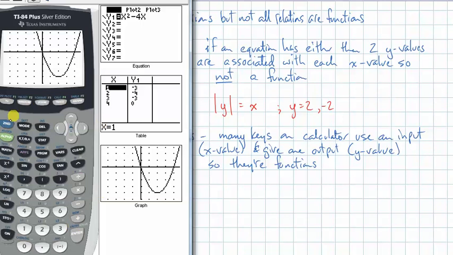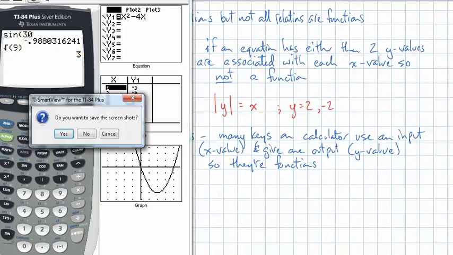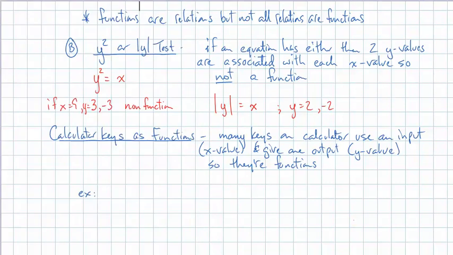For example, if I take my calculator and type in something like sine of 30 and push enter, I get a certain numerical output. Only one number, one input made one output. Or let's say I have the square root of 9. My input is 9, my output is 3. These are examples of buttons on the calculator or keys that produce functions. One input makes one output. That's the basic idea of what's happening with a function.